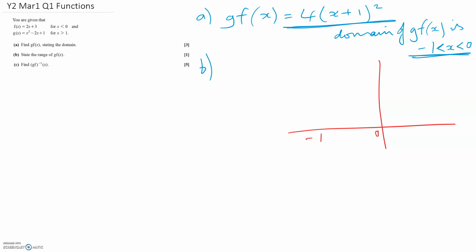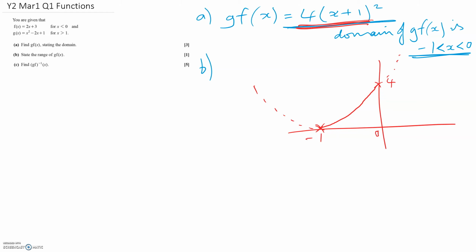So when x equals 0, when we put 0 into this equation, we're going to get 4. And when we put minus 1 into this, the bracket will become 0 and we'll get 0 out. So sketching the graph of this, I think it's clear that minus 1 is going to be the minimum point, and it'd be a happy quadratic. We don't actually need this region down here, but the graph would look like that.